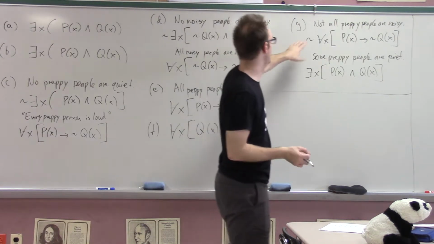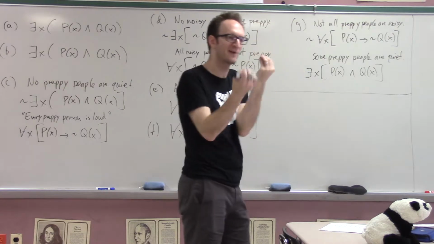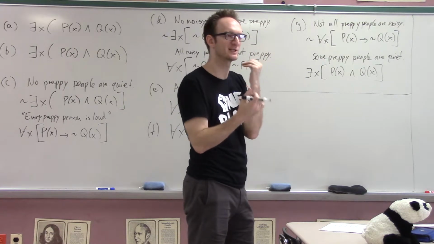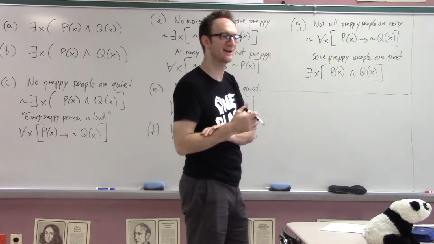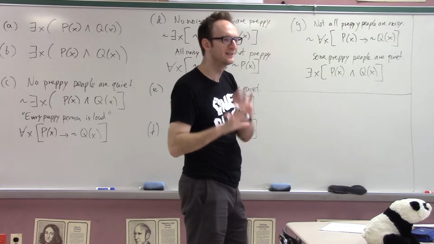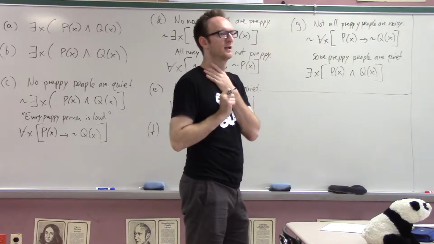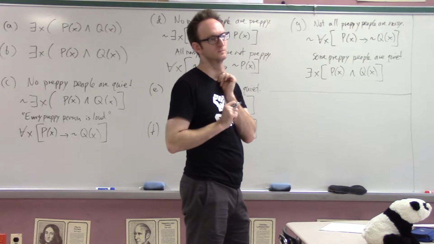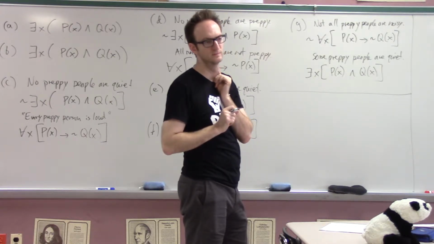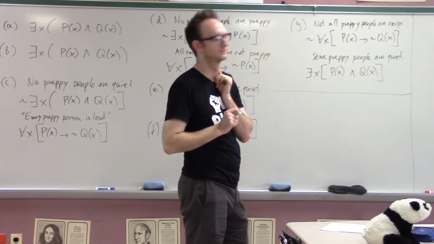So do you see that there's a relationship between the quantifiers all and there exists? Wait, maybe you don't see it. Anyway, if you have not always a thing, then there's going to be some instance of the thing.